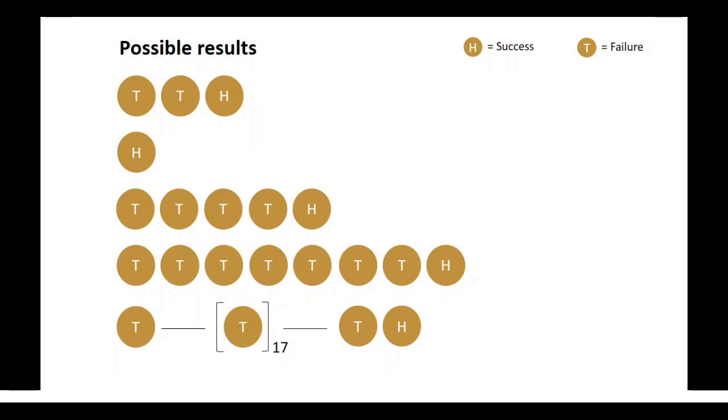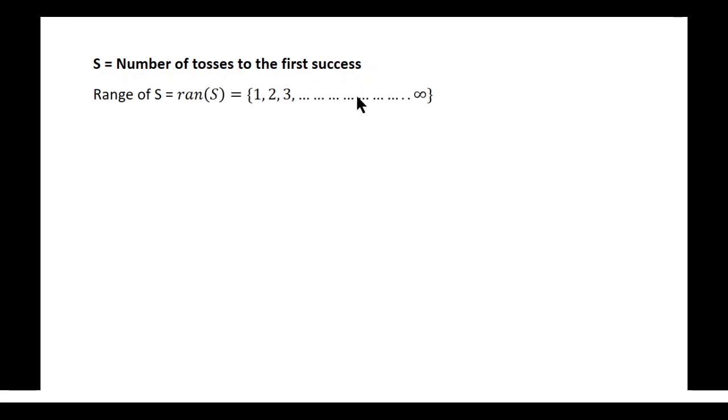In order to take the discussion forward, we will consider a variable. Let's call it S for success. We will define this variable as the number of tosses it takes to get the first success. Let us look at the range of this variable, written as RAN of S. That is the set of possible values for S. S can take values from 1 to infinity.